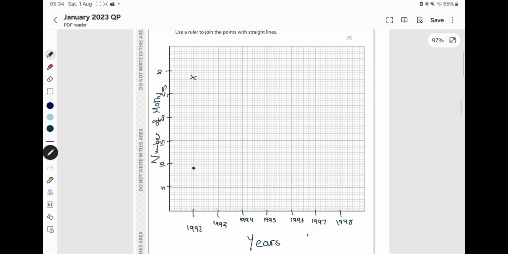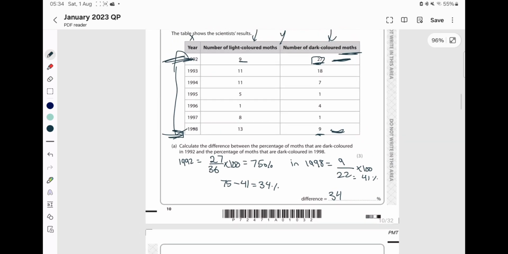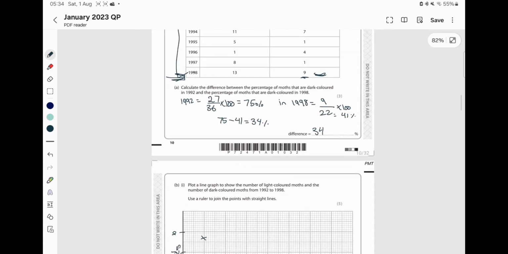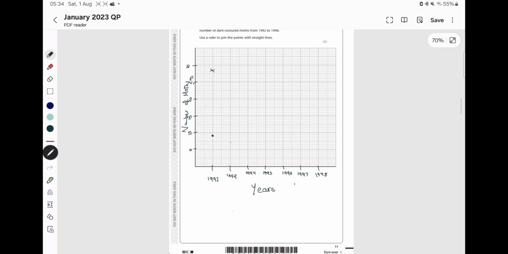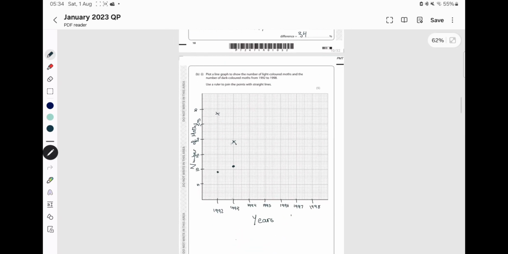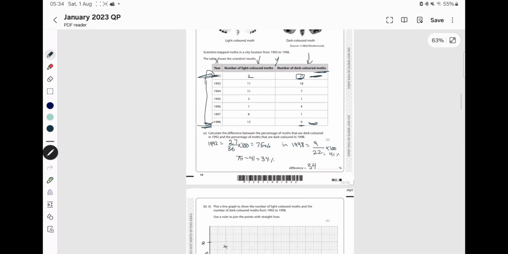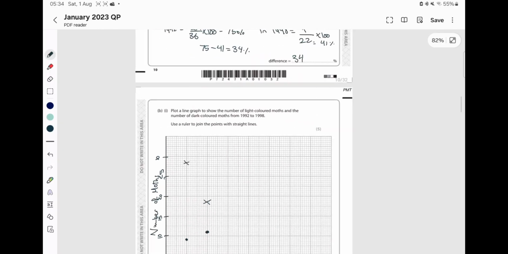Okay, I'm gonna do one with an X and one with a dot, and then we have for 1993, 11 and 18. Okay, this is closer to 20, to be honest. 19, so I'm just gonna go down and scale it a bit. So that's 18, and then we have 11 and 7.